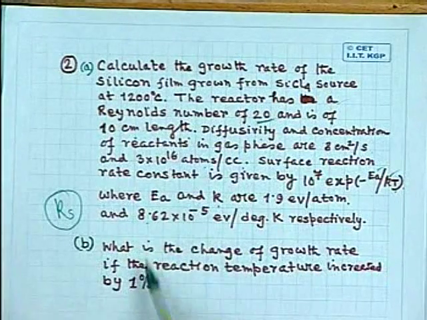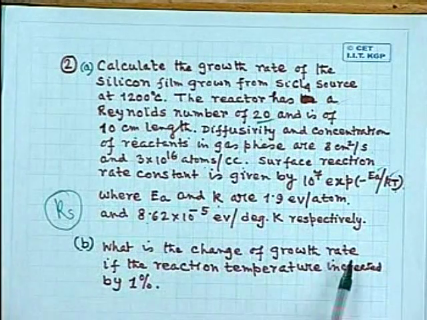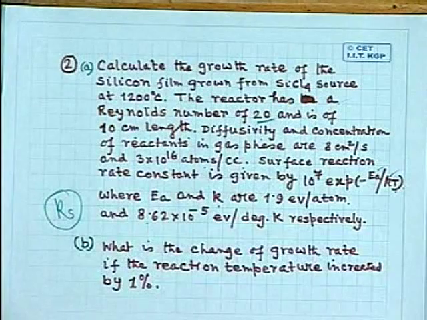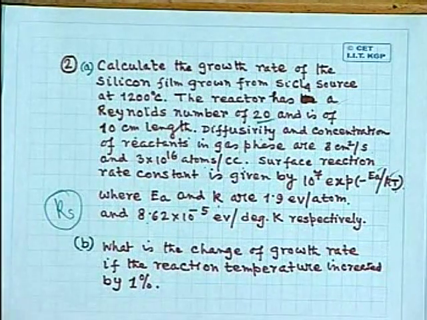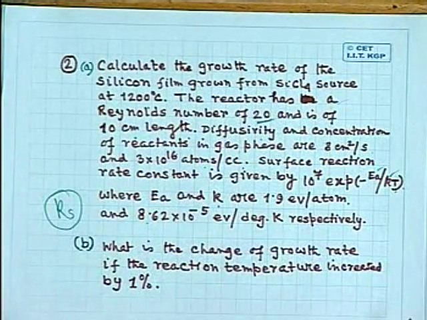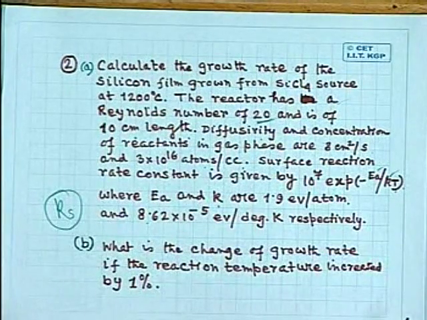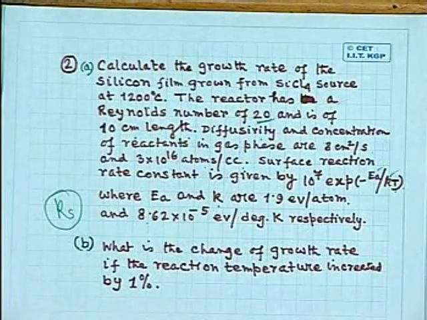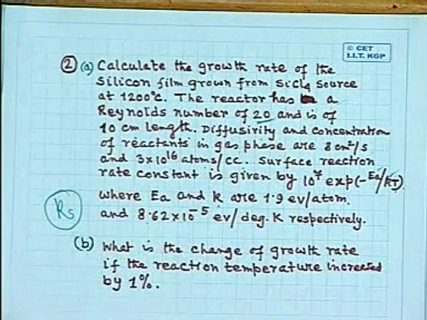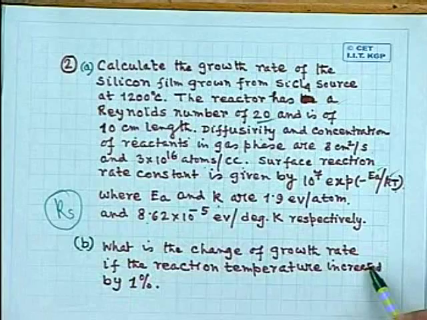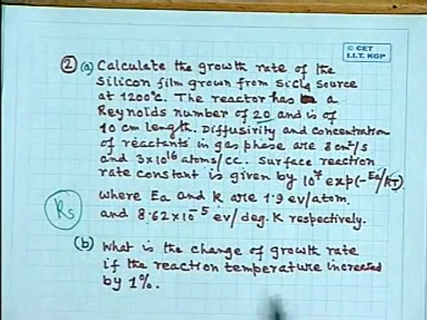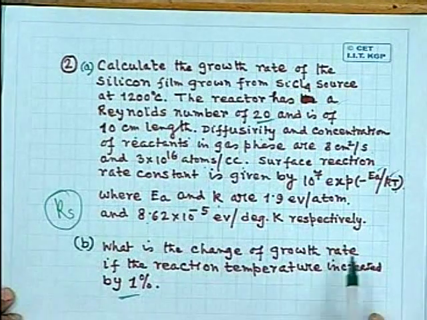And part B of this problem is: what is the change of growth rate if the reaction temperature is increased by 1%? The growth rate is highly sensitive to the reactor temperature, as I mentioned when I discussed the epitaxial reactor, and I also derived a relation for calculating the growth rate variation with temperature. So if you solve this problem, you will get a feeling for how sensitive it is to temperature variation. For only a 1% temperature variation, we have to see what the growth rate variation is.